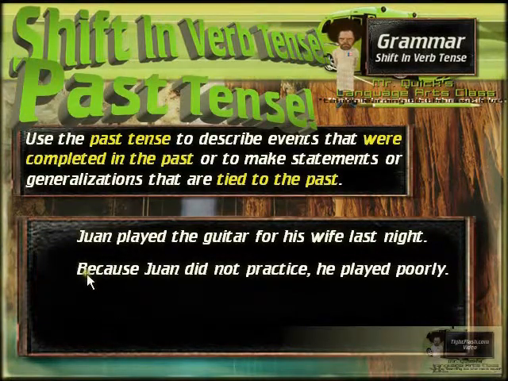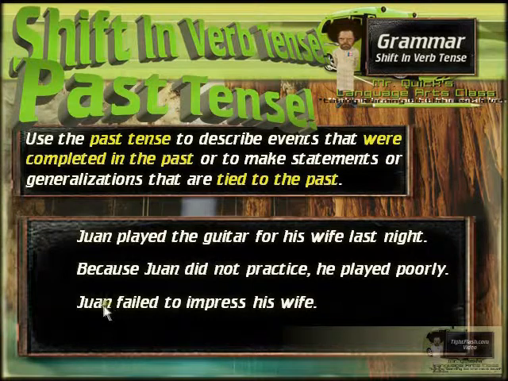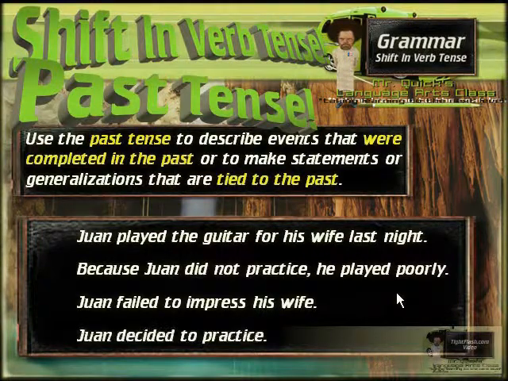So let's read it together. Because Juan did not practice, he played poorly. Okay? Now, we know the situation. Now we can understand that the tenses in that sentence are going to work. Juan failed to impress his wife. So now we understand why we have the verb "did" and the verb "played." We understand that now, so it definitely makes sense.